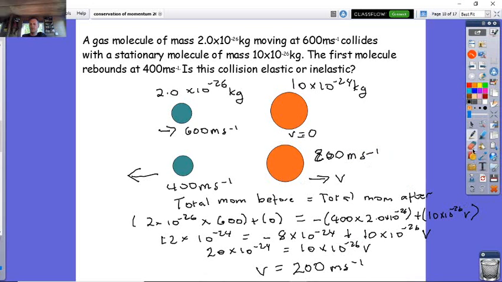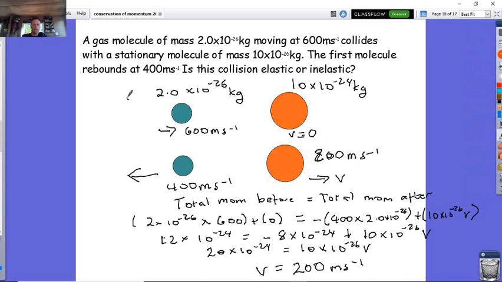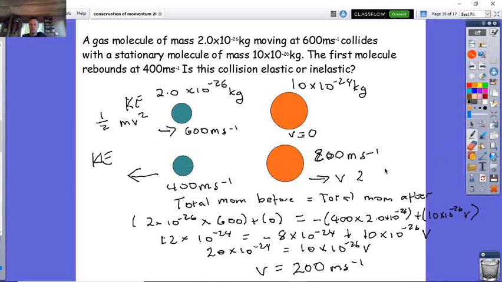Now, you can finish off the calculation yourself. Now I've got the velocity of that. What you can do is work out the total kinetic energy before of the initial one using a half mv squared. You've got the mass and you've got the velocity. Obviously, kinetic energy of that is going to be 0 because it's not moving anywhere. And work out the kinetic energy afterwards. Again, use half mv squared. You've got the mass, you've got the velocity of that one. And this one again, now we've got the velocity because we know now it's going to be 200 meters per second. And we can work out then the kinetic energy of this one.